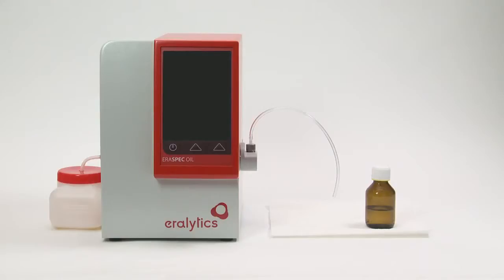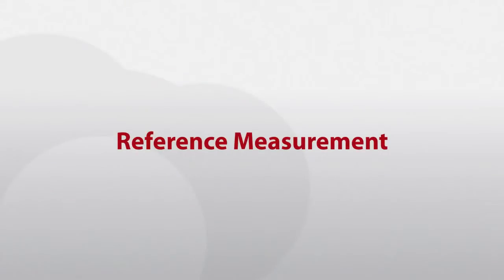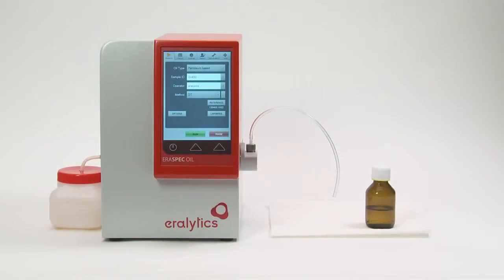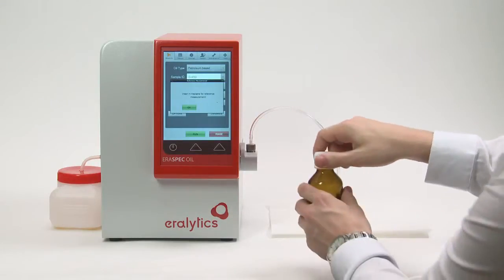Switch on the analyzer by pushing the power button on the front. Making a reference measurement. Before the first measurement, after the instrument has been turned on, a reference measurement using N-heptane must be made. Click the reference button.